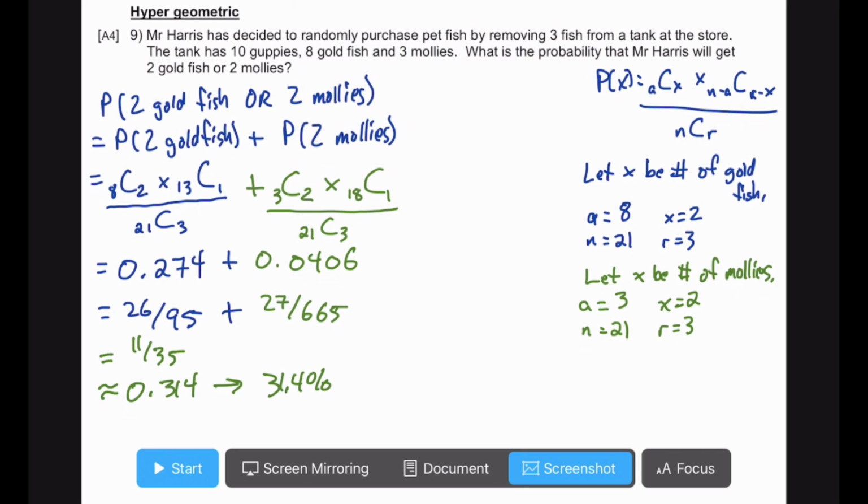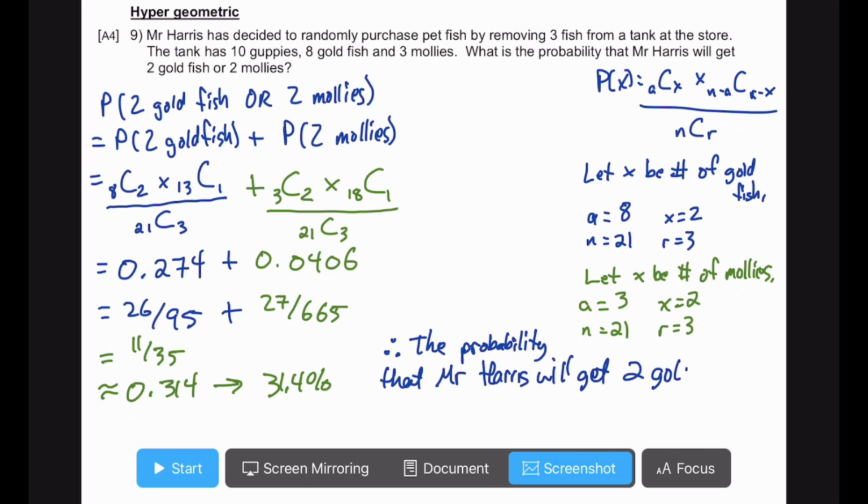Let's write our concluding statement. Therefore, the probability that Mr. Harris will get 2 goldfish or 2 mollies is approximately 31.4%.